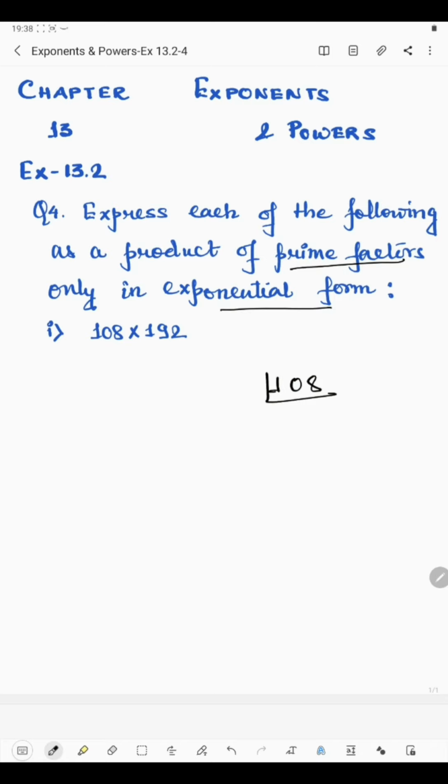Since the last digit is an even number, it will be divisible by 2. 2 5s are 10, 2 4s are 8. Again, it will be divisible by 2. 2 2s are 4, 2 7s are 14. 27 will be divisible by 3. So, 3 9s are 27, and 3 3s are 9, 3 1s are 3. So these are the prime factors of 108.